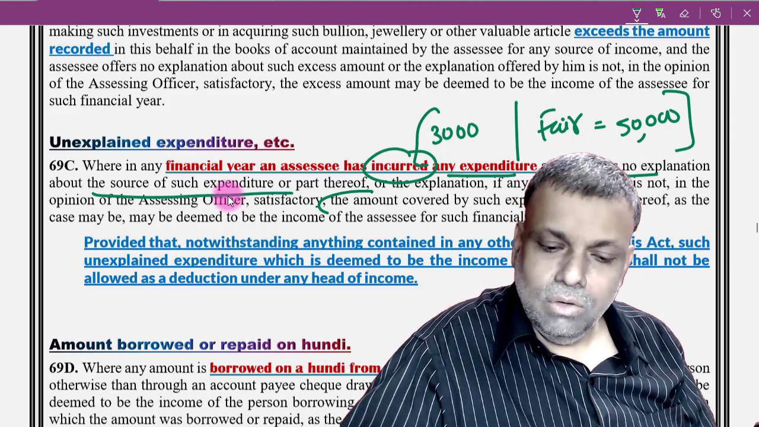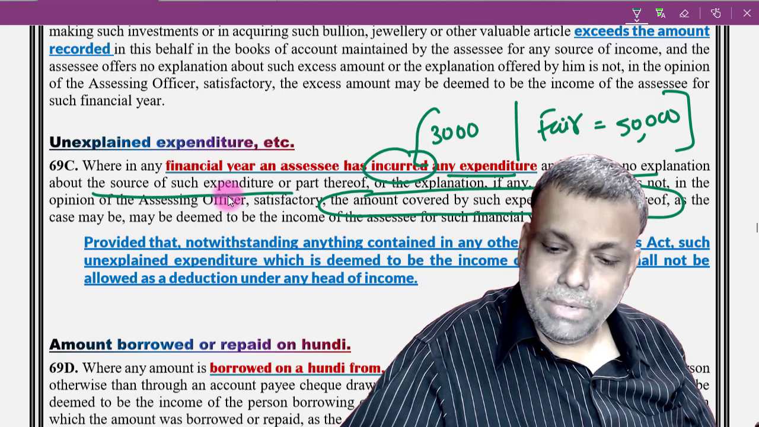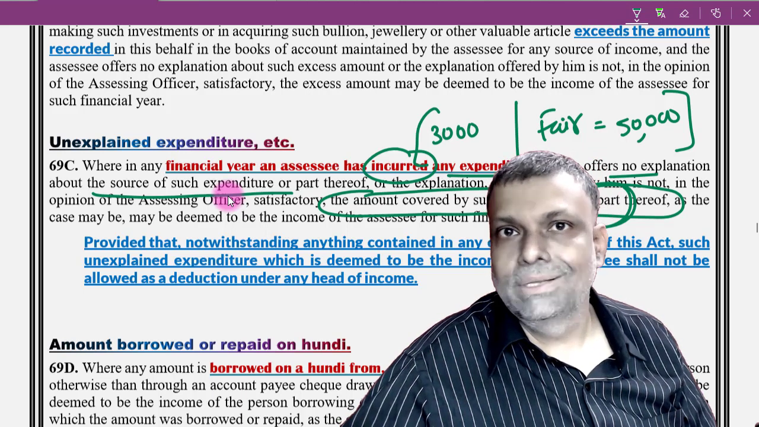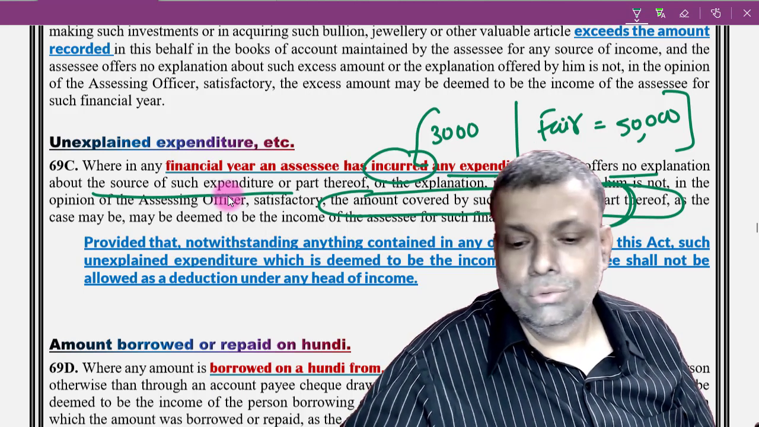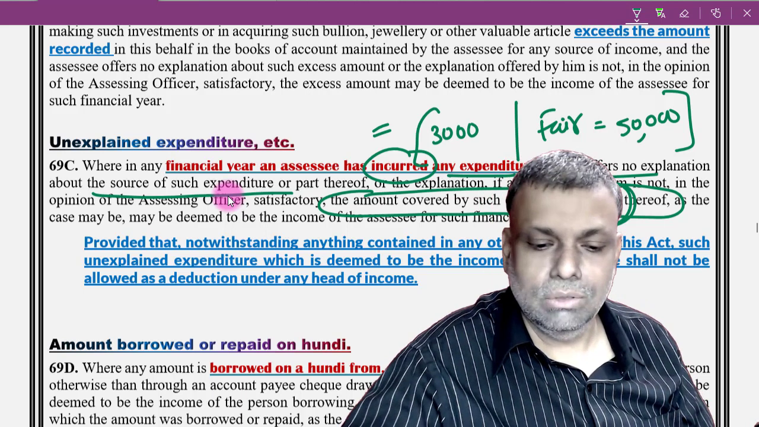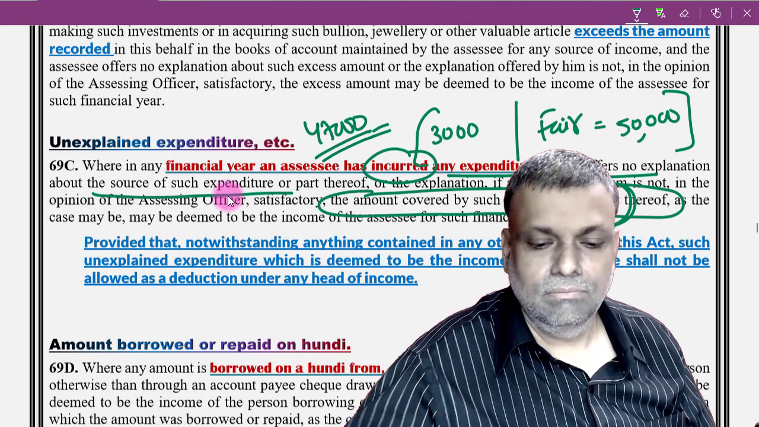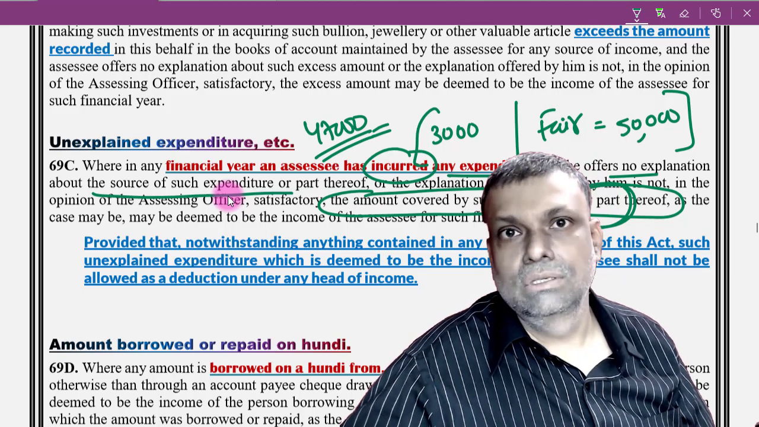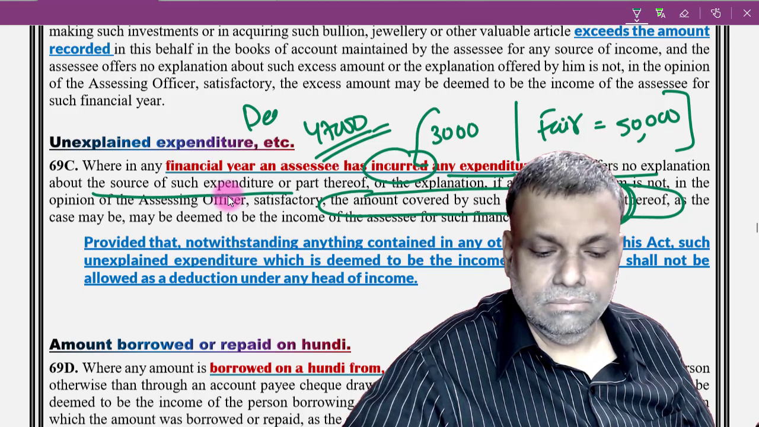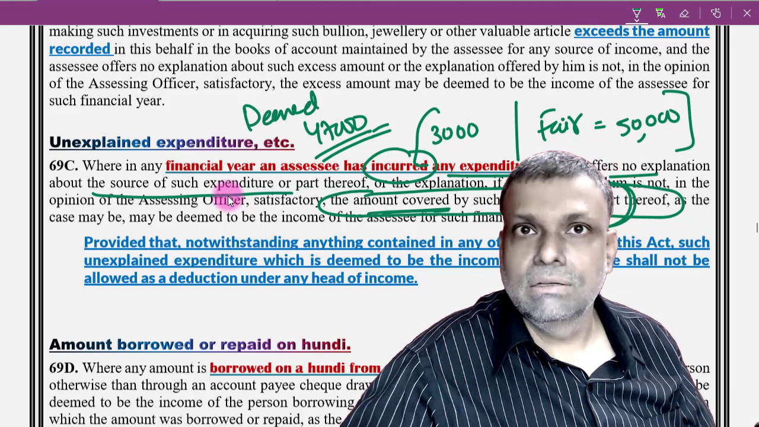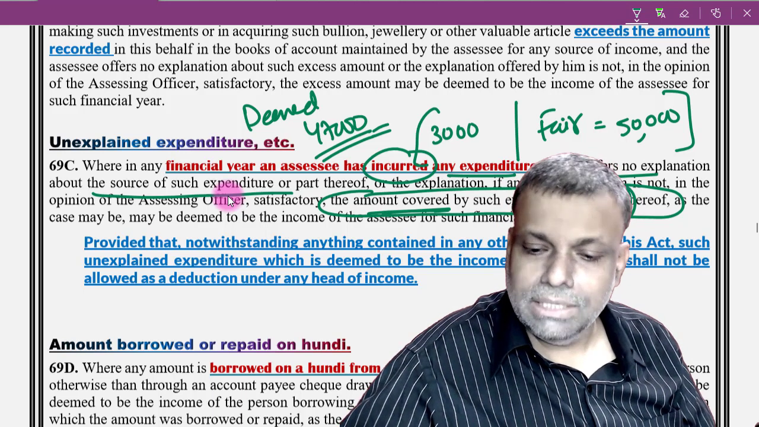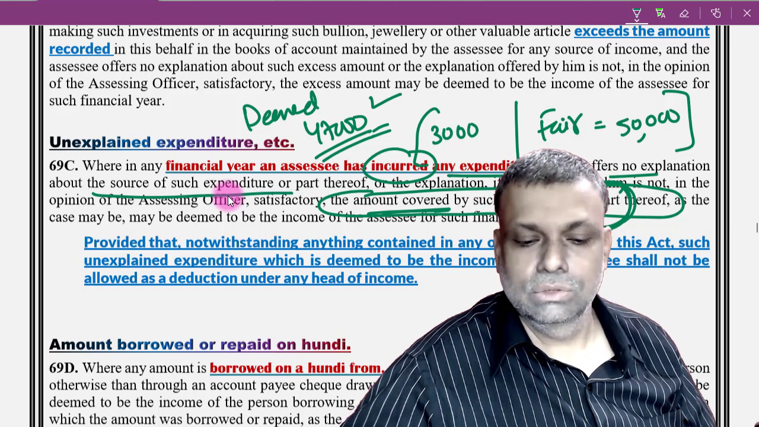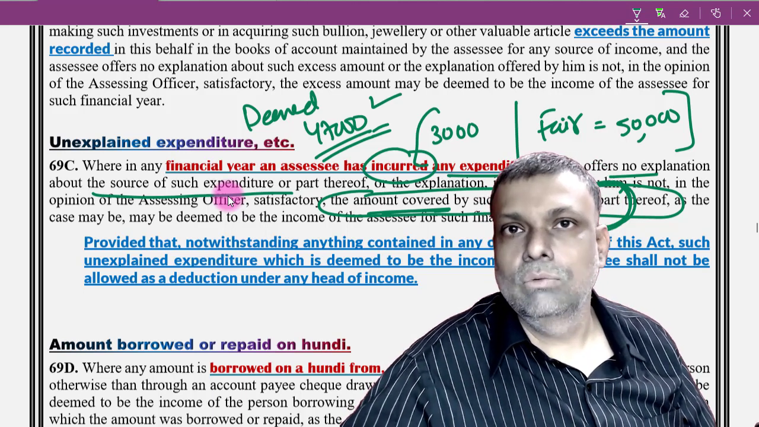The amount covered by such expenditure or a part thereof. That means you have already shown the government 3000. So what you have not shown to the government is 47,000 rupees, and that is straight away going to be your deemed income. Either the expenditure is completely not shown or partly shown, so both situations are covered. So under section 69C, 47,000 is straight away your deemed income, and it will be chargeable to tax.